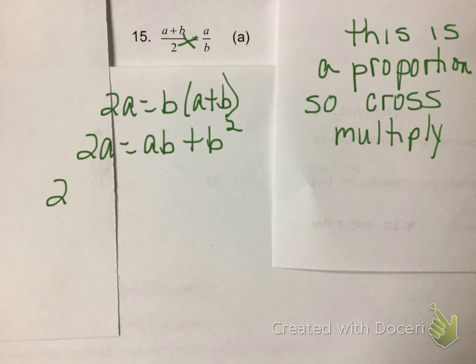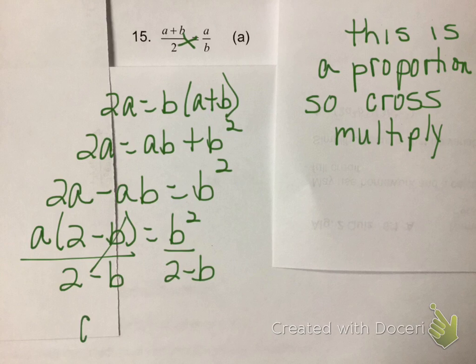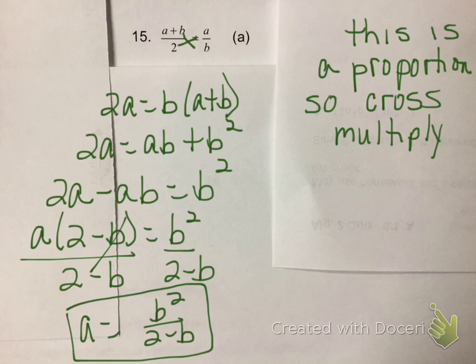Now my goal is to solve for a. So I need to get my a's together on the same side. So I'm going to move the ab on the left side. To move it, I am going to subtract it. So it's going to be 2a minus ab is equal to b squared. Now I have a common factor of a, so I'm going to pull out the GCF of a, and I get 2 minus b. Then I'm going to divide both sides by 2 minus b. And my answer is a equals b squared over 2 minus b.